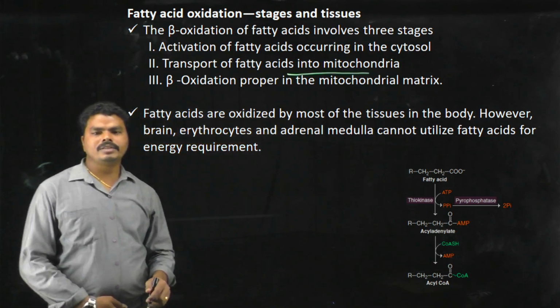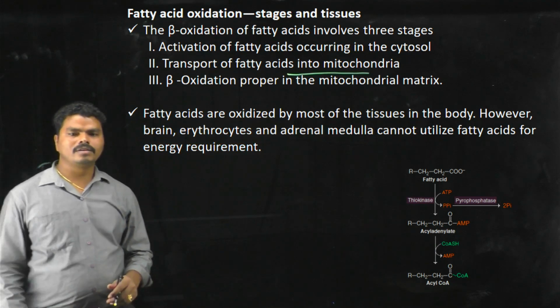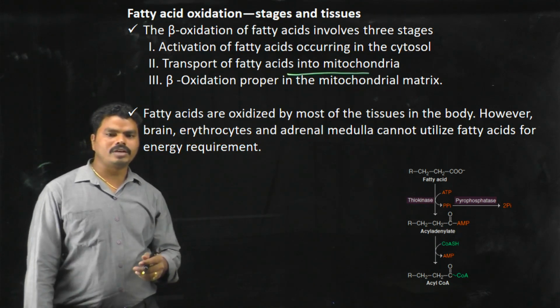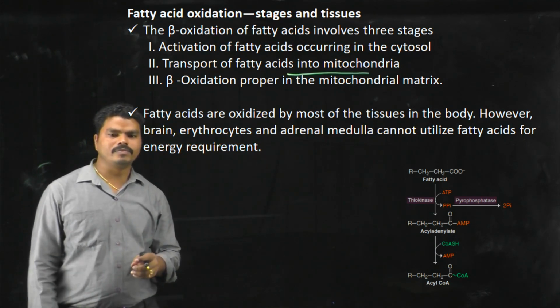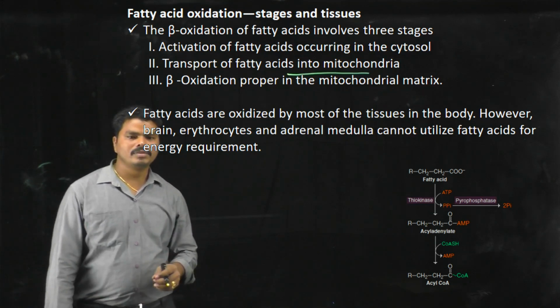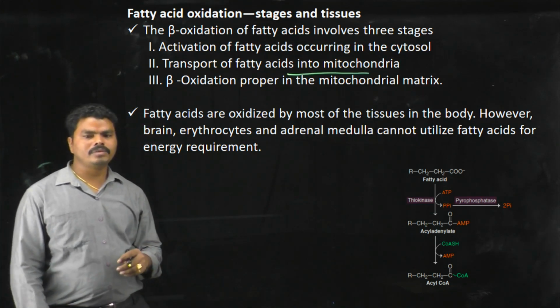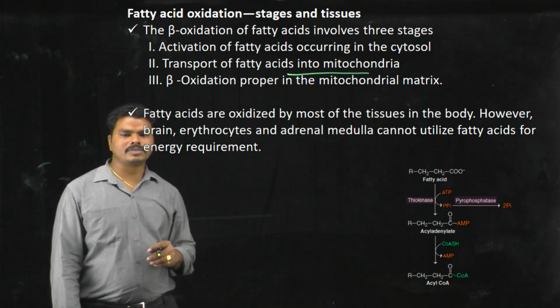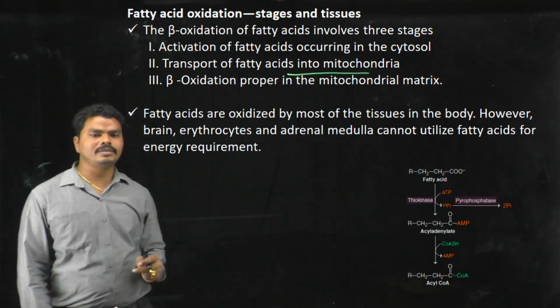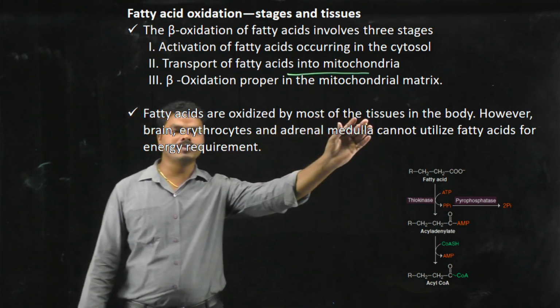And coming to the steps and the tissues which are involved in the different stages of fatty acid oxidation. There are three steps involved in fatty acid oxidation. The first one is the activation of fatty acid. This occurs in the cytosol of cells.